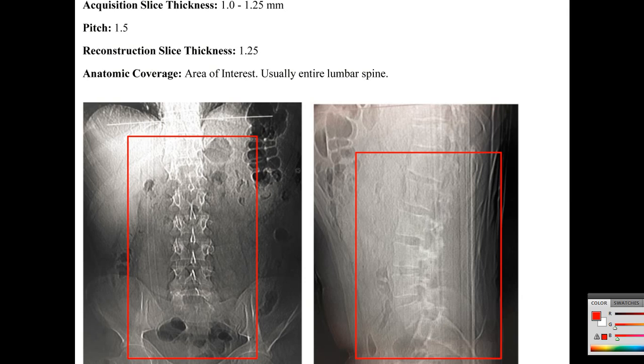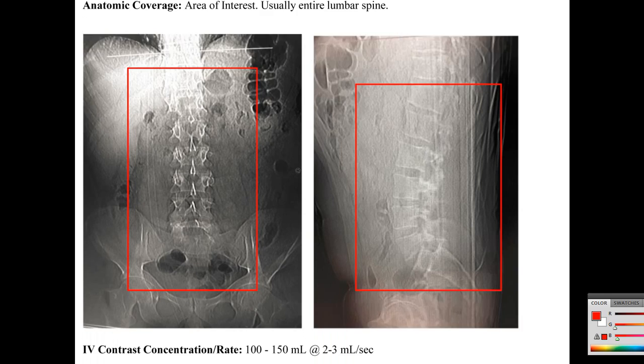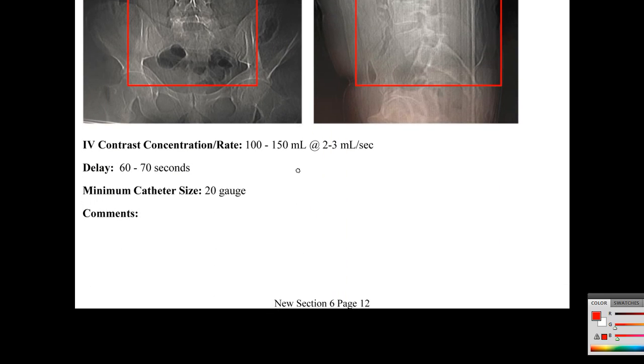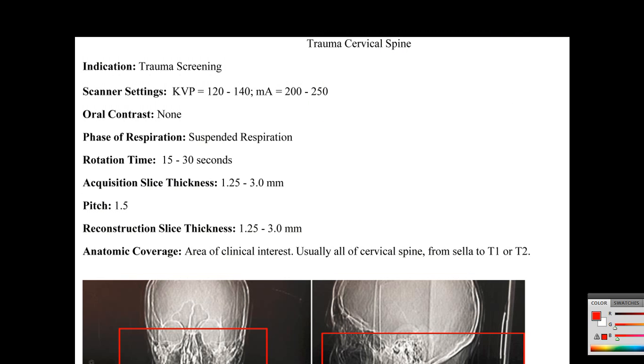The book says that you should only view the area of interest, but my thoughts are that you would visualize the entire lumbar spine area. However, there will be a radiologist there that is performing this, so it will be at the discretion of what the radiologist says. The IV contrast rate is going to be 100 to 150 at 2 to 3 milliliters per second with a 60 to 70 second delay. And the minimum catheter size is going to be 20 gauge.